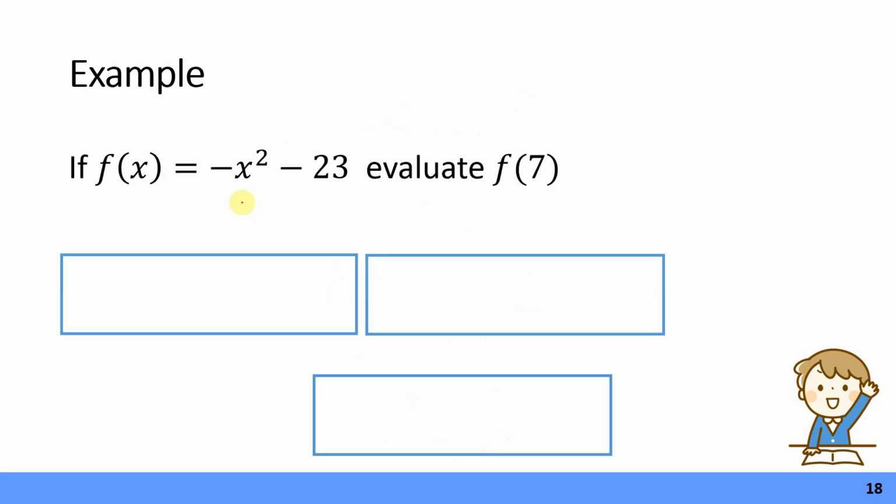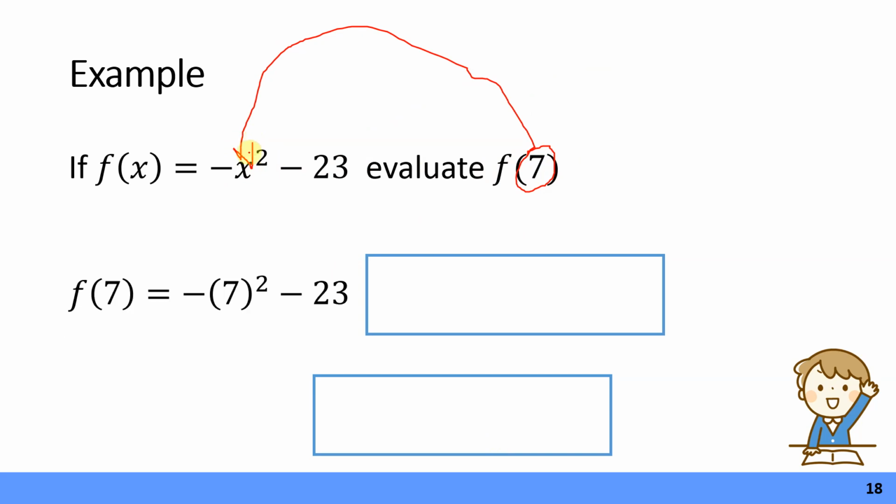All right, evaluate -x squared minus 23 for f of 7, right? So we're going to have to evaluate this. Again, the 7 goes in here. The reason I chose this problem is because I want you guys to be very careful with your negatives. So all we're going to do is replace the x. If you notice, the 7 just replaced the x. The negative is still outside the parentheses. So be very careful with that.